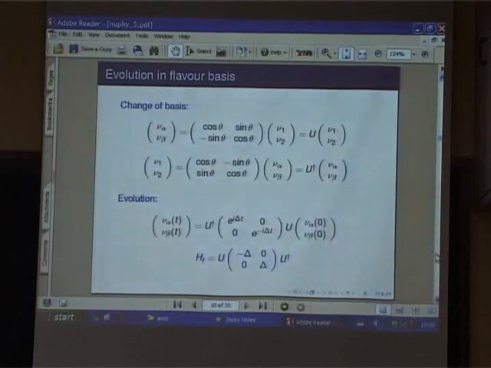So if you want to look at the evolution of flavor eigenstates, what we need to do is this. This should be i d by dt on this side. So don't look at this and correct this later. So i d by dt of nu alpha, nu beta is equal to, effectively, the Hamiltonian is this: U times this matrix times U dagger.